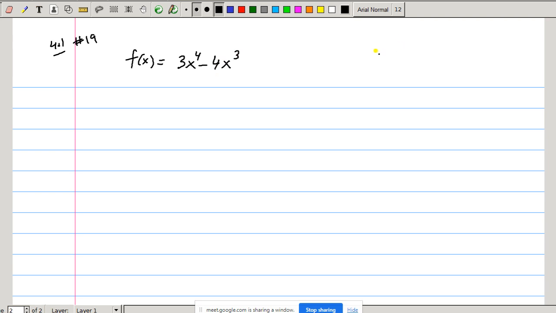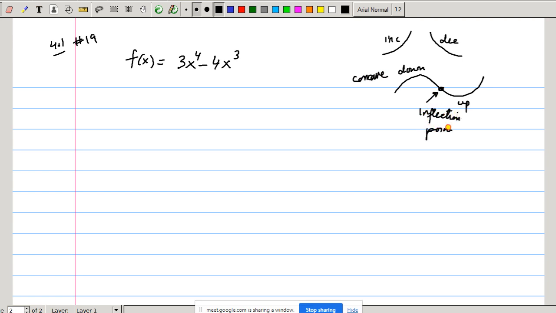So increase and decrease is easy. This is increasing, this is decreasing, right? We know that. But concave up and concave down are different. So this is concave up, this is concave down here. So these are the points where the concavity is changing from concave up to concave down. So these points are called inflection points, or points of inflection. So they ask us this at the end, what are the inflection points?